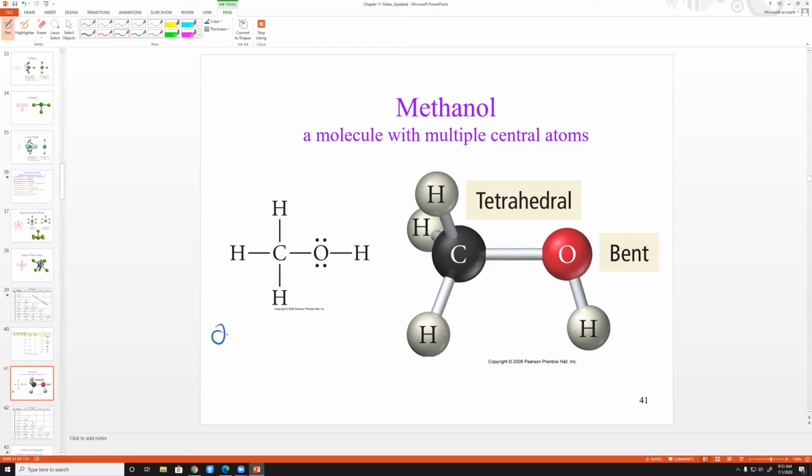So for oxygen, the electron geometry, let's count. Electron groups: 1, 2, 3, 4. So what does that mean? Who could answer that for me? Four electron groups, what is the electron geometry? Tetrahedral. Good, tetrahedral. Now for the molecular geometry, I put En. I meant Eg, I was thinking electronegativity.